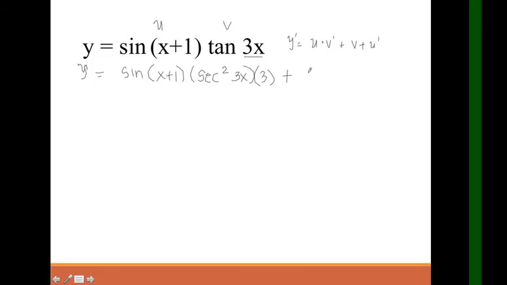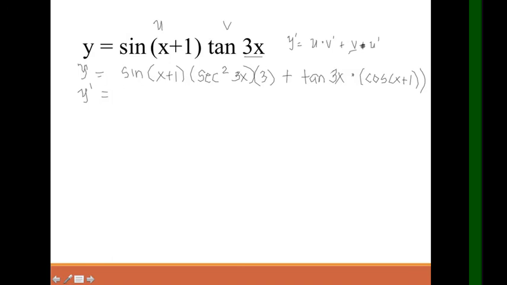plus tangent 3x for the v. Ito yan, v. I'm sorry, this is multiply pala, no? So, tangent 3x. And then, times derivative of sine, that's cosine. Cosine x plus 1, no? I hope umabot. Ayan. Okay. So, after this, we can now proceed to the simplification of our equation.